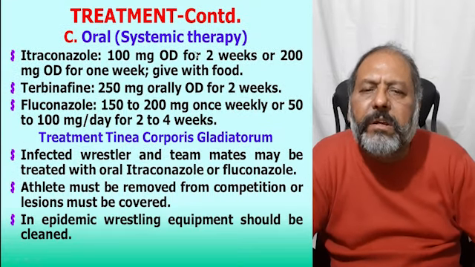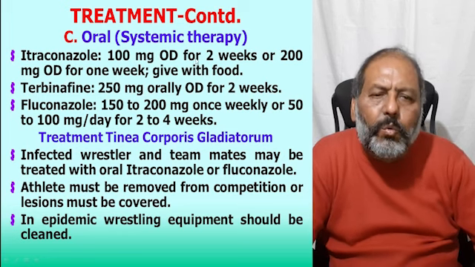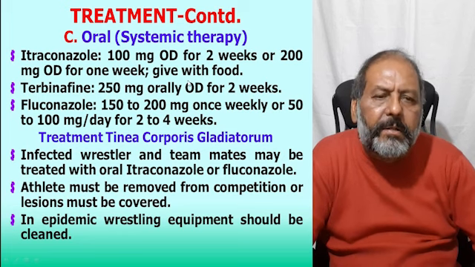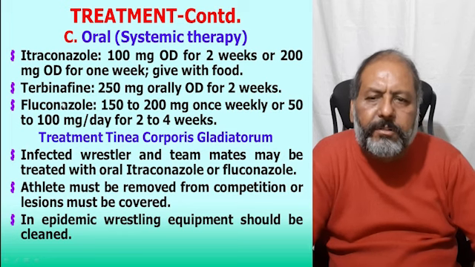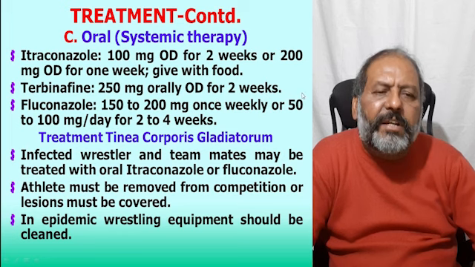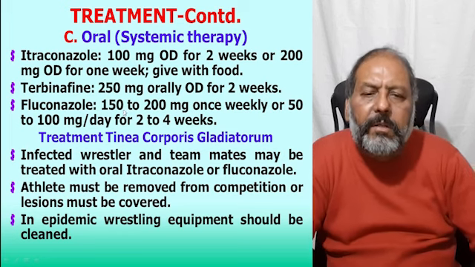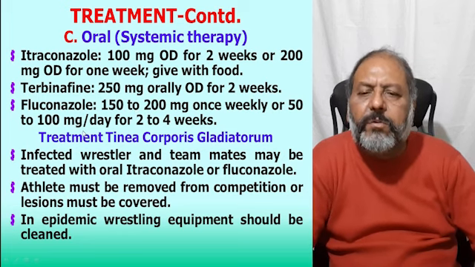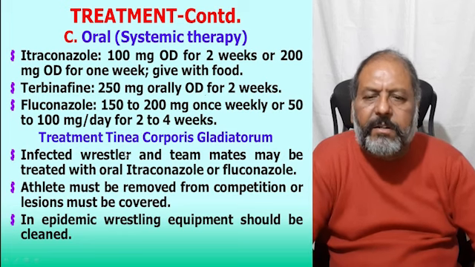And continuing oral systemic therapy, itraconazole 100 milligram once a day for 2 weeks or 200 milligram once a day for 1 week. Give with food, preferably, that gives very good results. Terbinafine 250 milligram tablet orally once a day for 2 weeks, also an alternate treatment. Then fluconazole 150 to 200 milligram once weekly or 50 to 100 milligram per day for 2 to 4 weeks is also an alternate treatment.